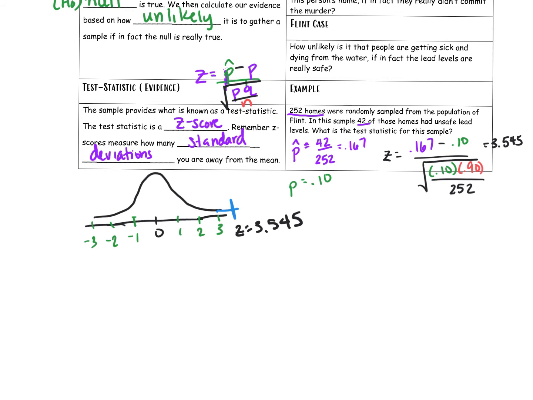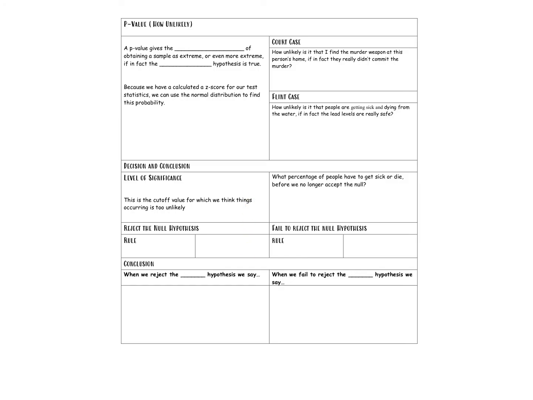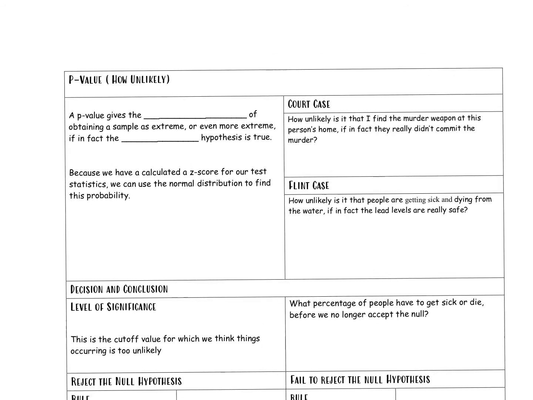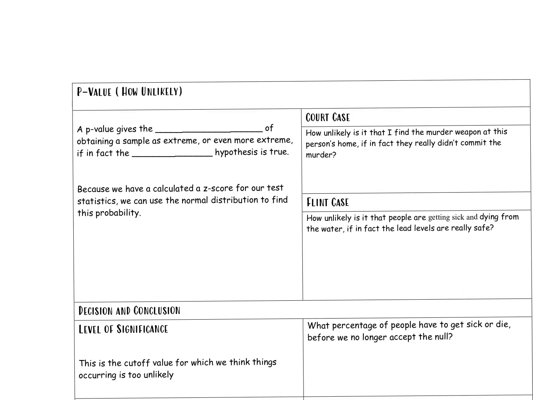Well, every z-score has a probability associated with it. And when we talk about that probability, we talk about this thing that we call a p-value. The p-value tells us how unlikely something is to occur by chance. So a p-value gives the probability of obtaining a sample as extreme, or even more extreme, if in fact your null hypothesis is true.